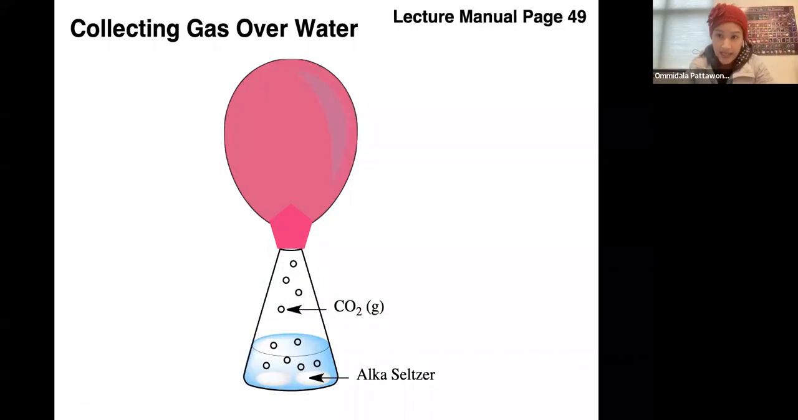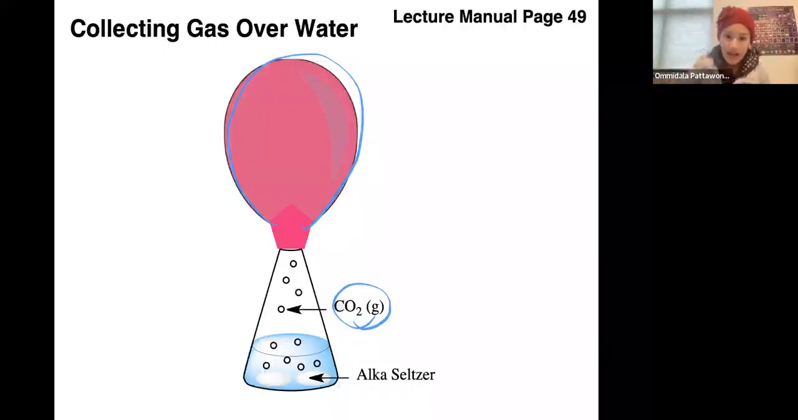You saw an example of collecting gas over water before, from the Alka-Seltzer lecture demo in chapter 9.2. In this case, when sodium bicarbonate reacts with citric acid in the Alka-Seltzer tablet dissolved in water, it generates CO2 gas, right? And this gas is being collected within this balloon. As the gas increases, you are going to see the volume of the balloon expand as well.